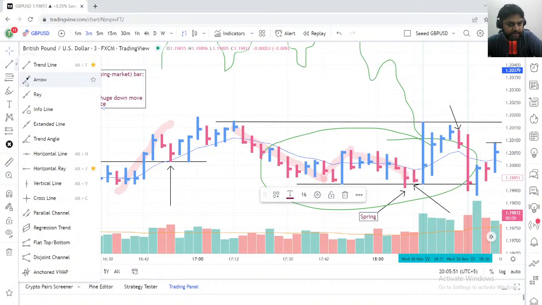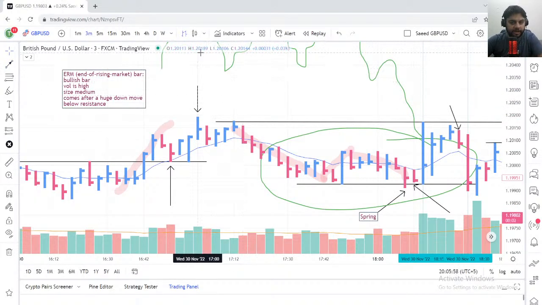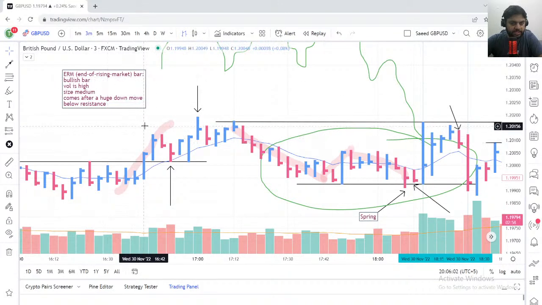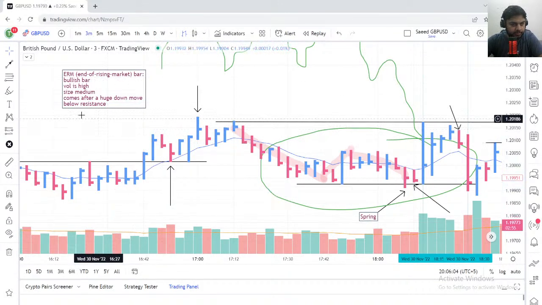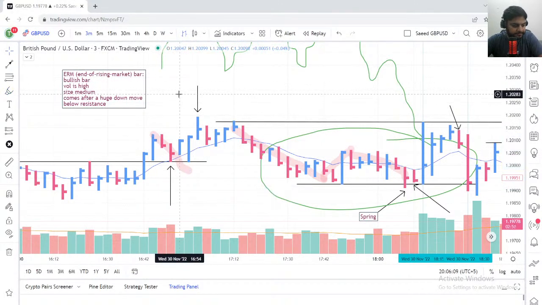So what kind of bar do you see over here? This is an example of ERM bar, end of rising market bar. Why? Because you can see that there is not much big, but there is a down move at the back of this bar.